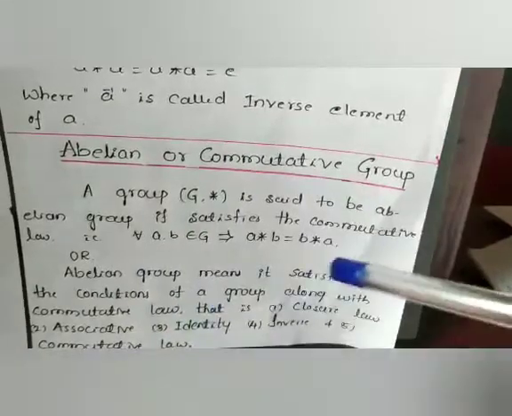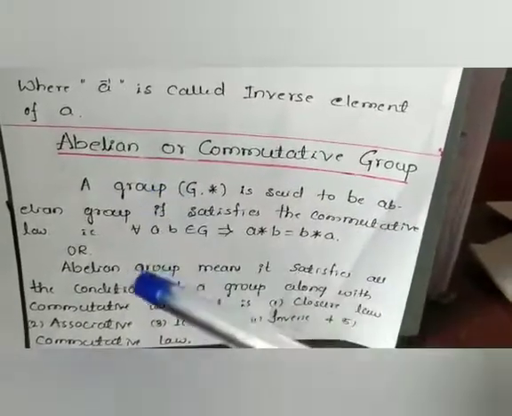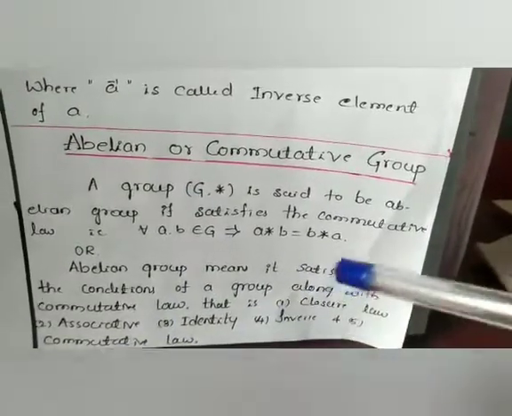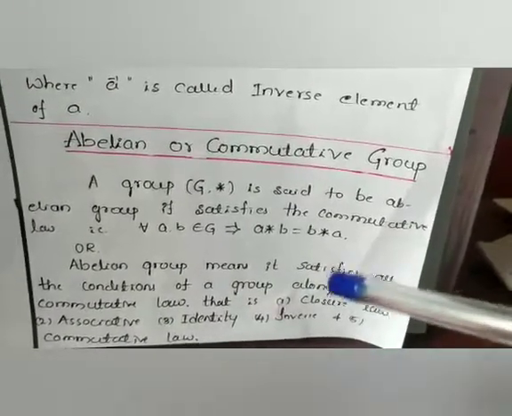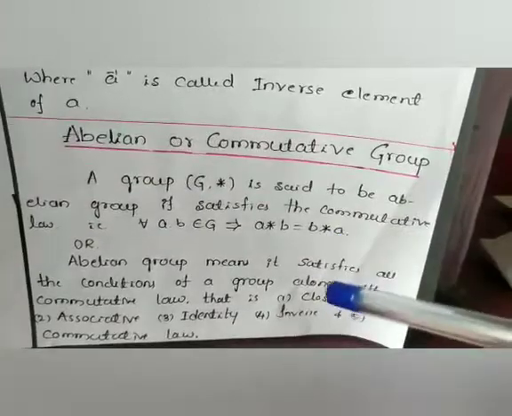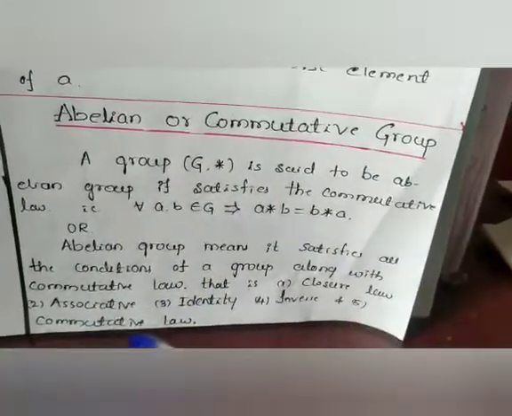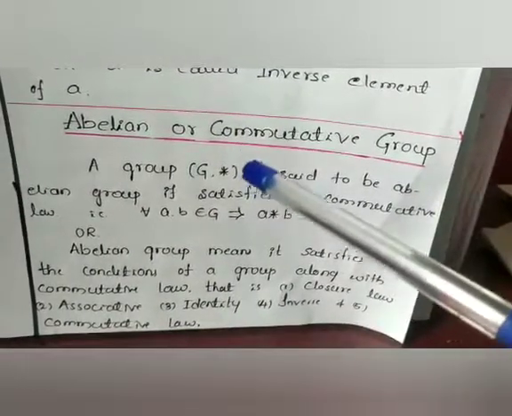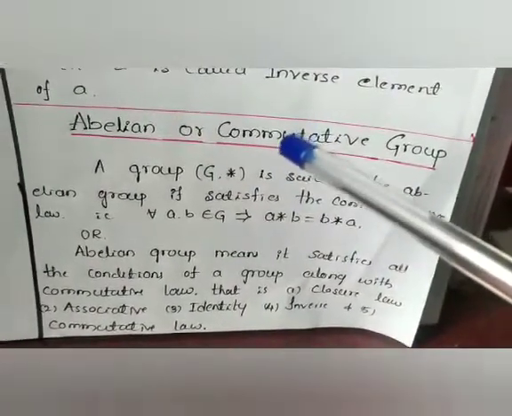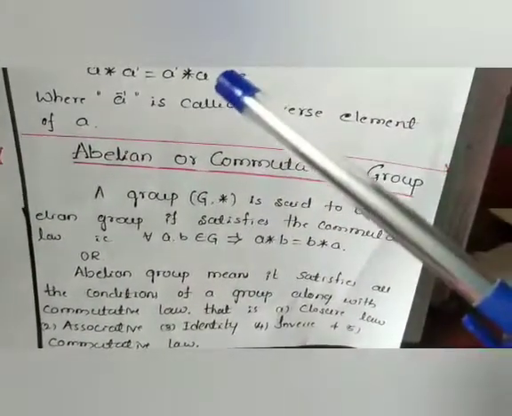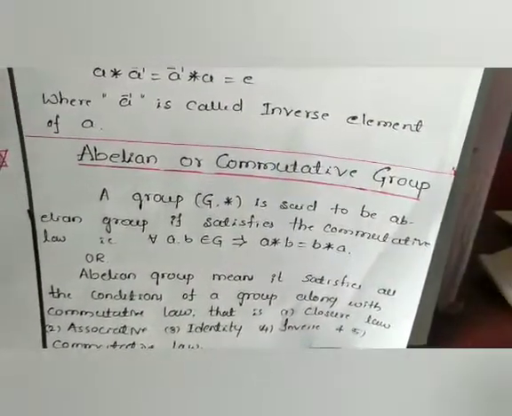Abelian group means it satisfies all the four conditions of a group along with the commutative law. What are the five laws? Closure law, associative law, identity law, inverse law and the commutative law. If G star satisfies all the five laws, then it is called an Abelian group. So try to remember the definition of a binary operation, group as well as the commutative group.